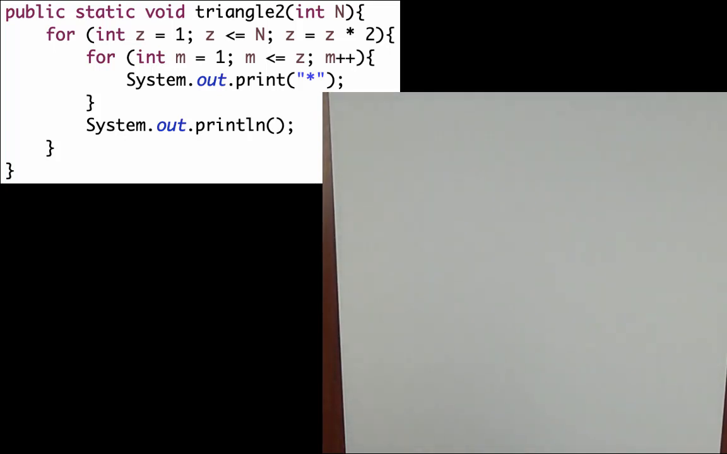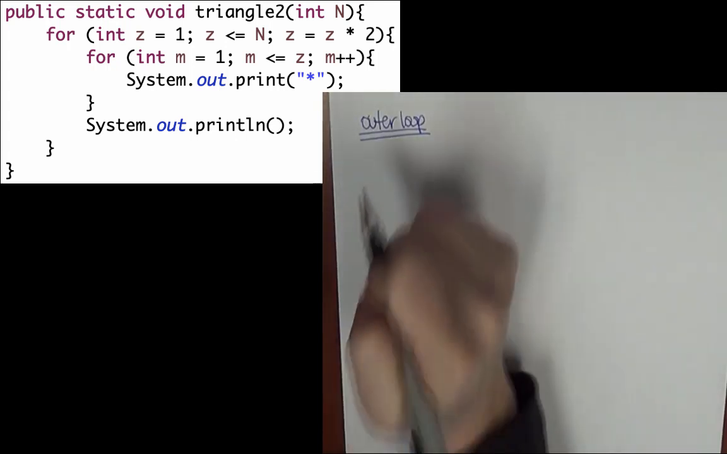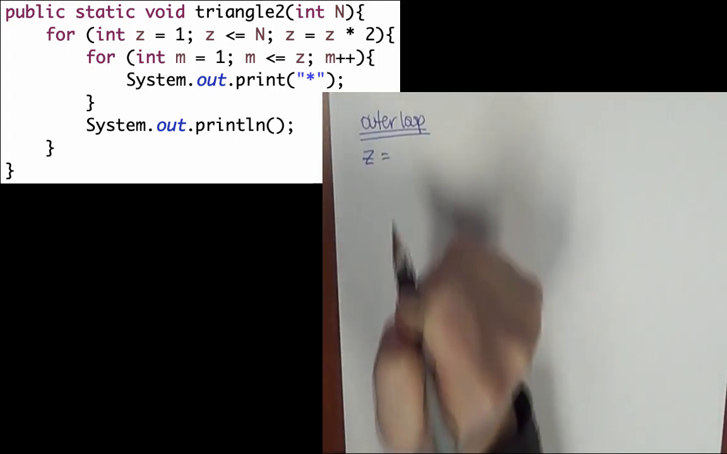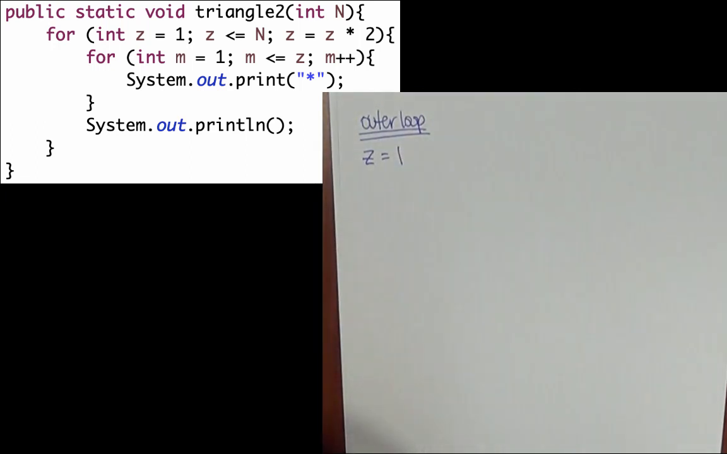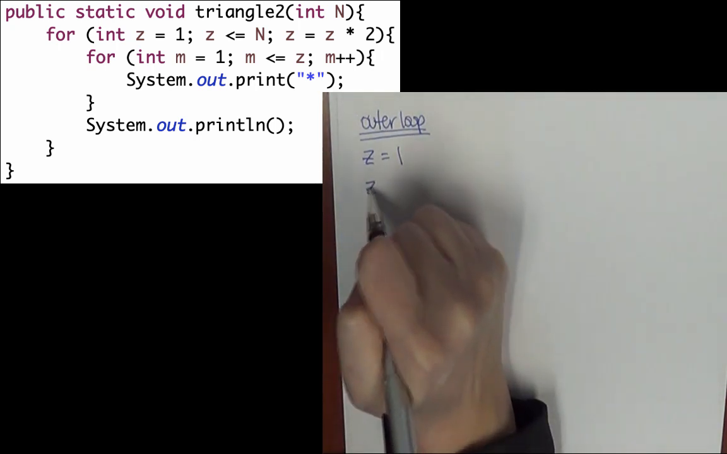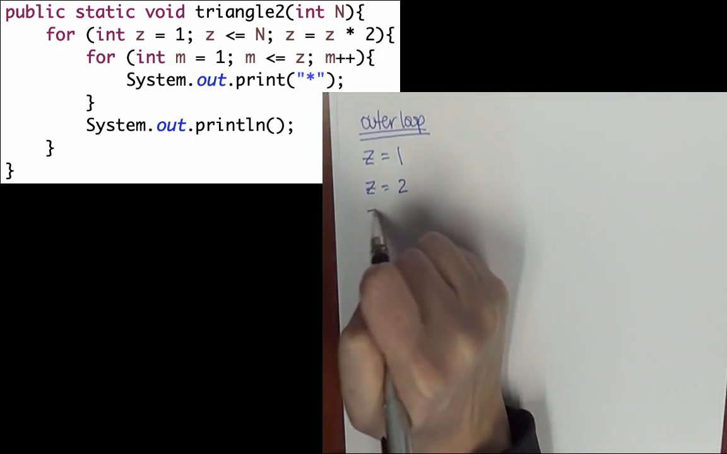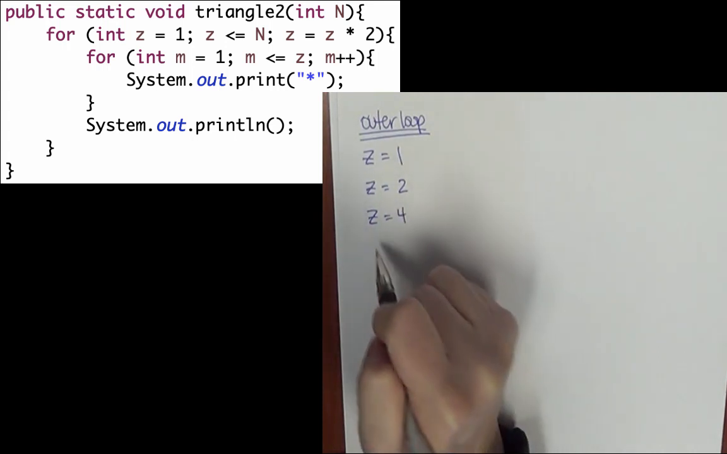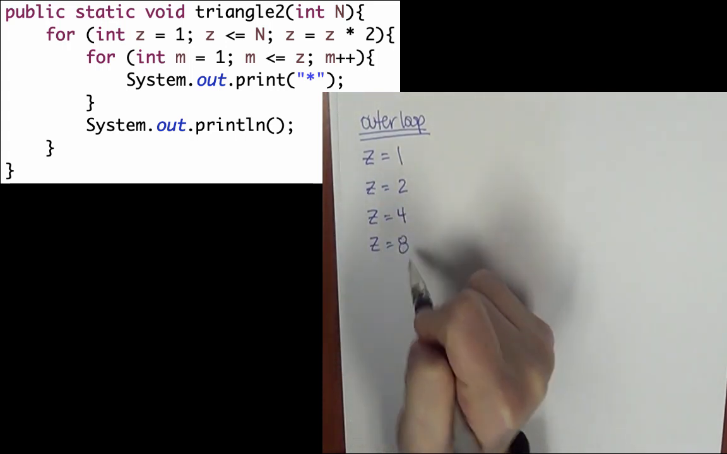Here we're going to trace triangle 2. I'll start by looking at my outer loop. So my outer loop uses the variable z, and z starts off as 1, and then each time it says z gets z times 2. So next time z will be equal to 2, the time after that z will be equal to 4, and then z will be equal to 8.